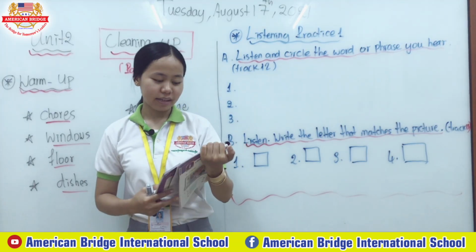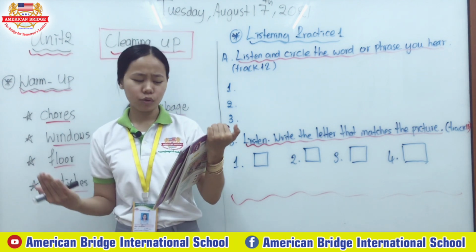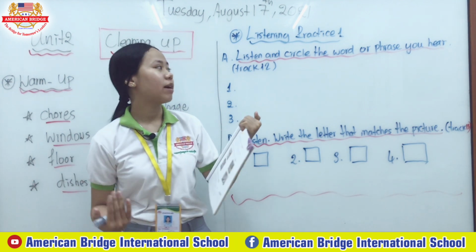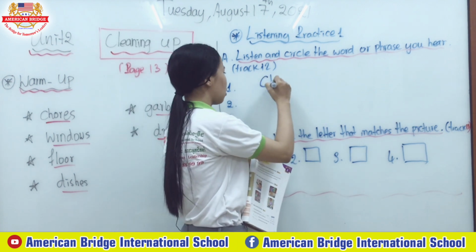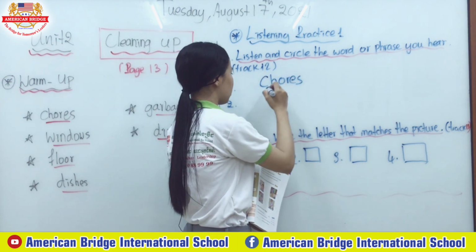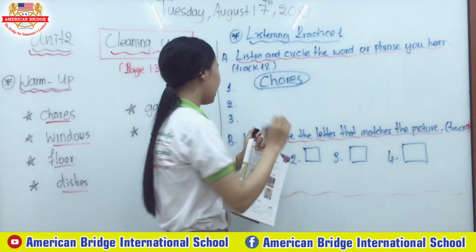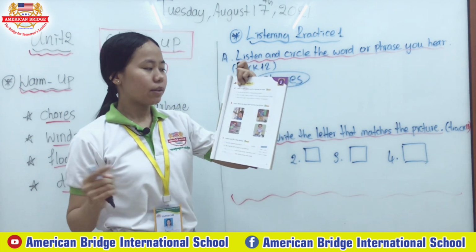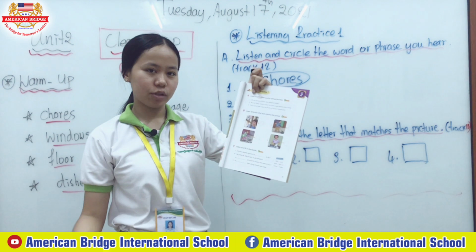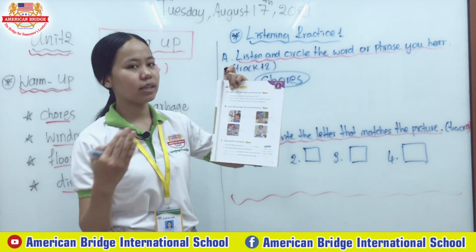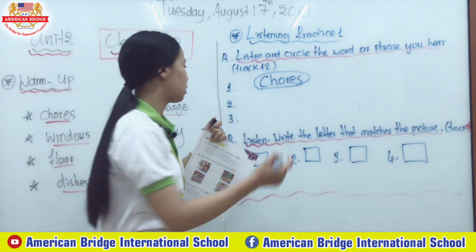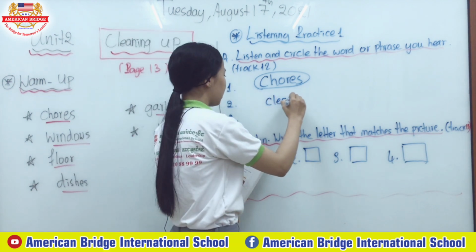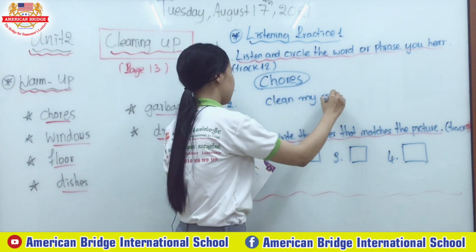Everyone, welcome back. Number 1, what did you hear? Do you do any? Very good. So we circle the word chores, right? Do you do any chores? So we circle this one. How about number 2, everyone? No, not really. I have to. Very good. You hear the phrase clean my room, right? So we circle clean my room.